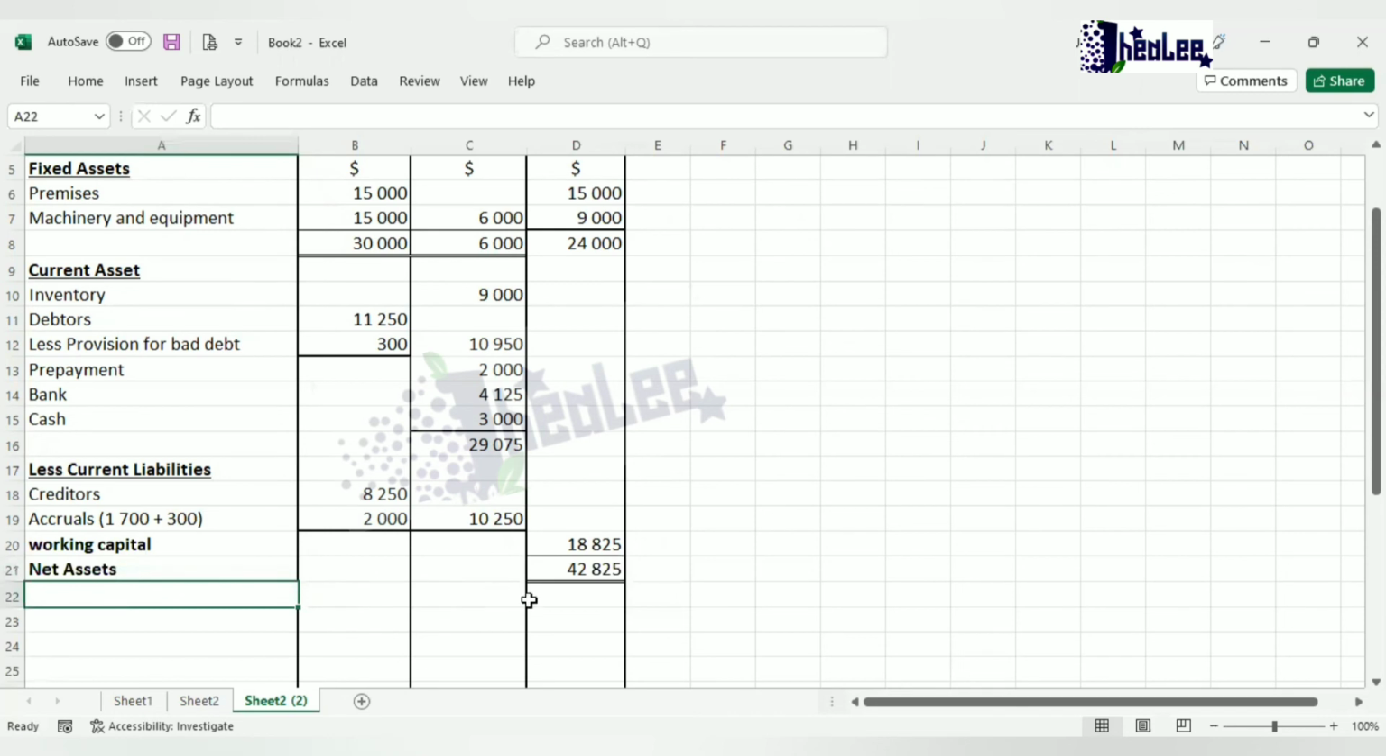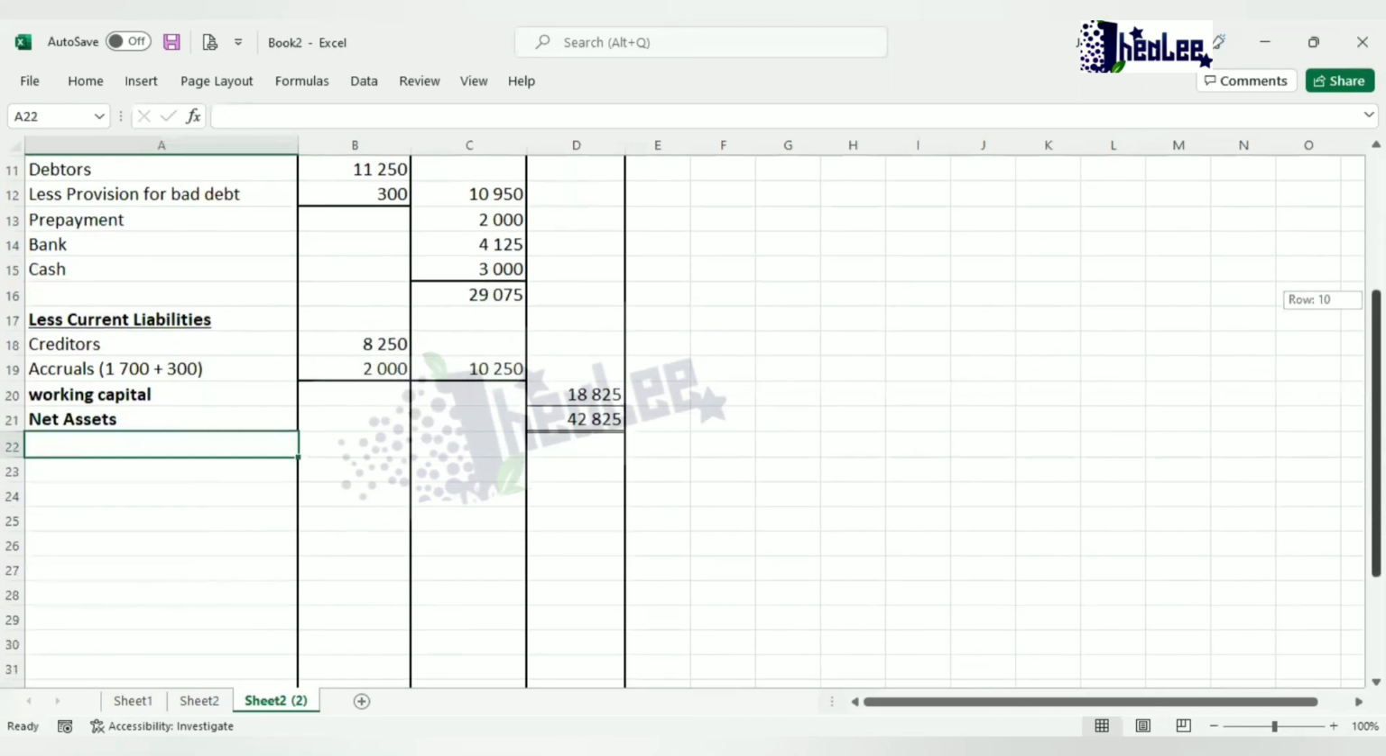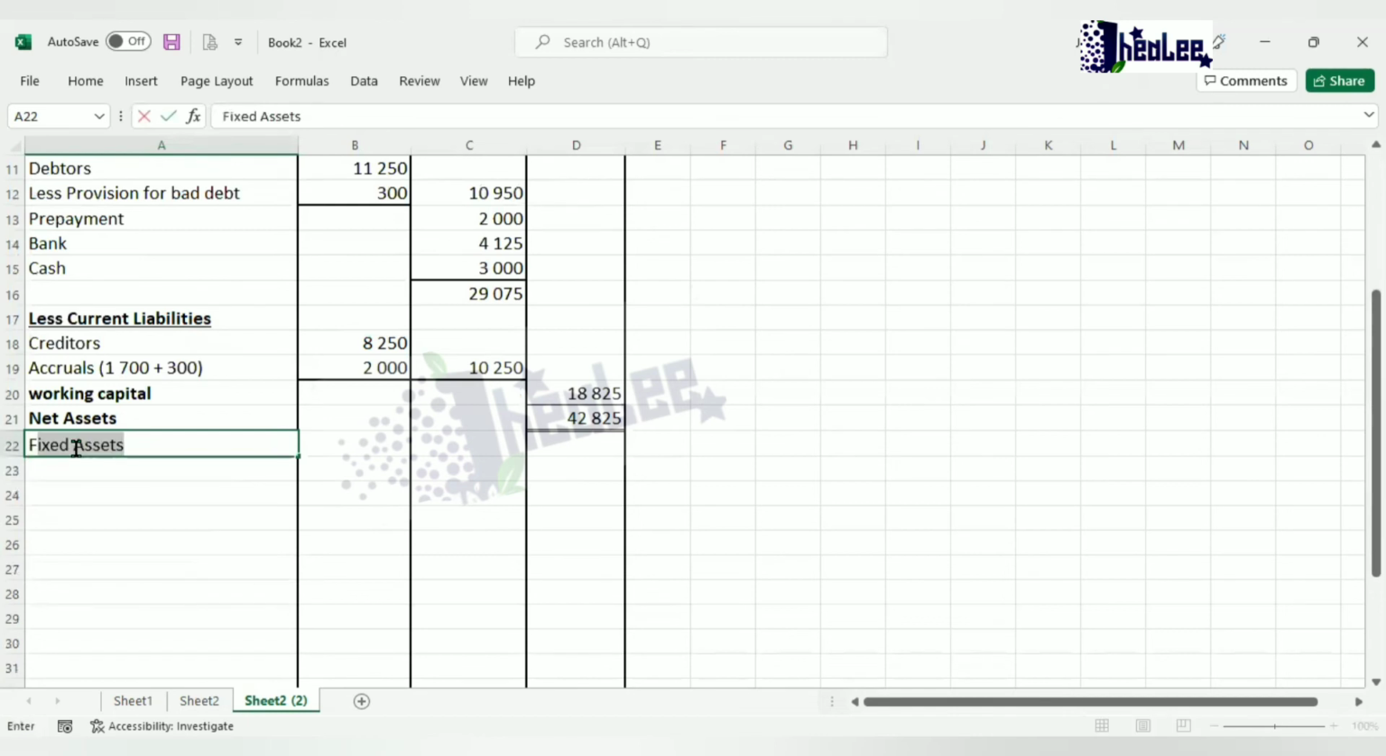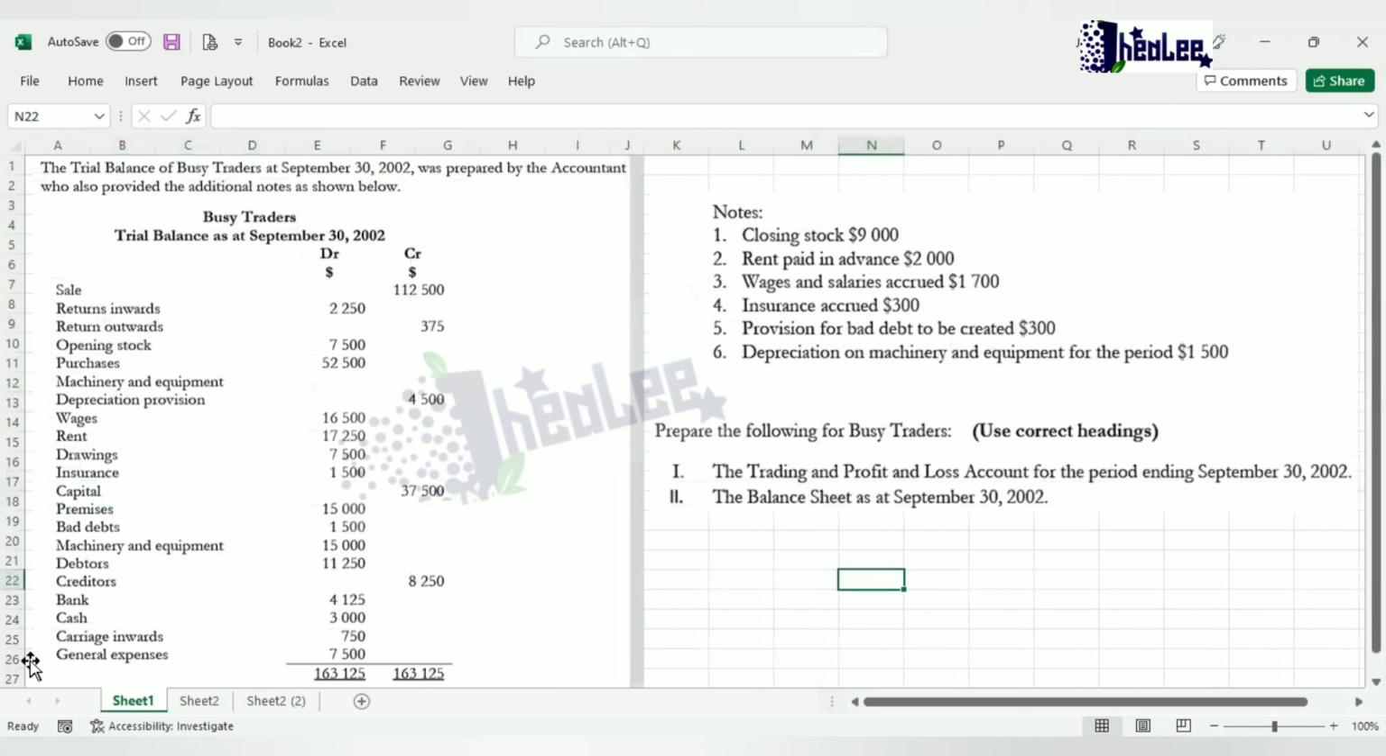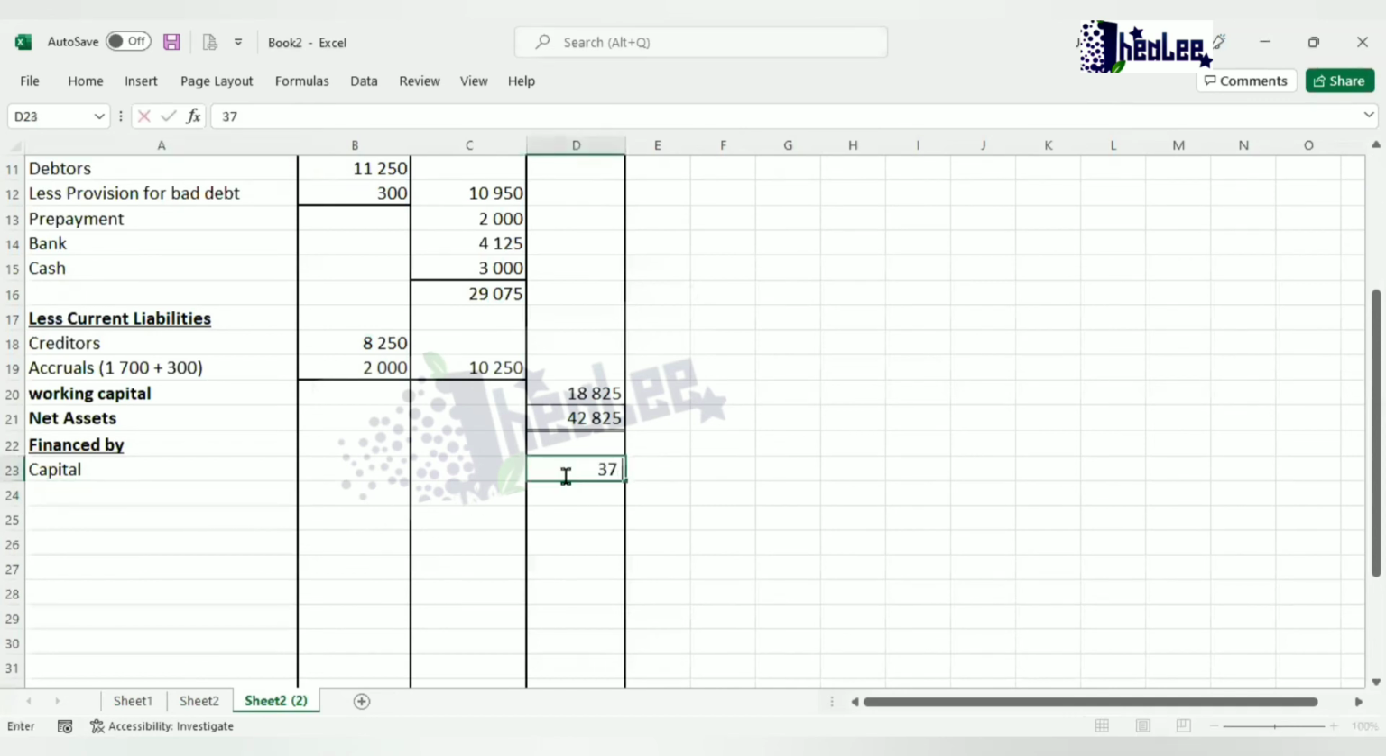Our next aim is to prepare our capital section of the balance sheet, and that is the finance by section, where our aim is to determine the new capital that is in the business. And we begin by picking up our old capital, and the old capital coming from the question is 37,500. So let's enter that, 37,500. Our next aim is to add net profit. Net profit is not in the question.